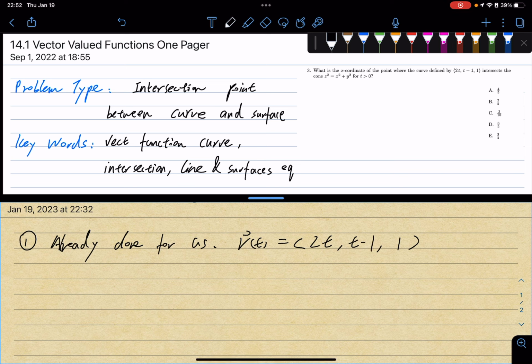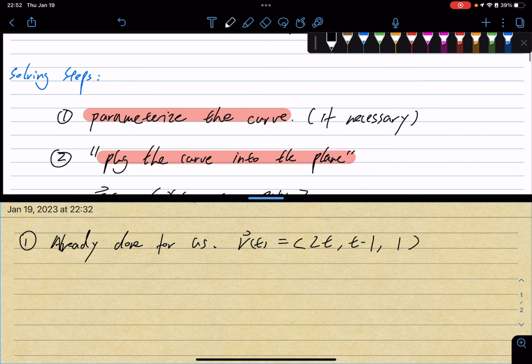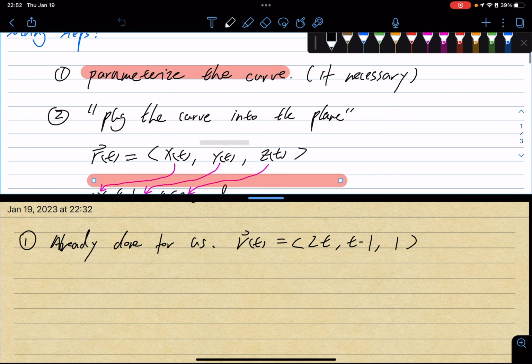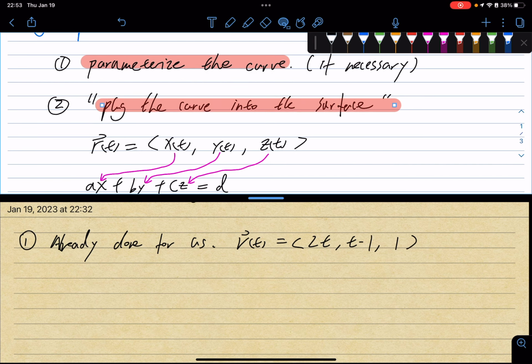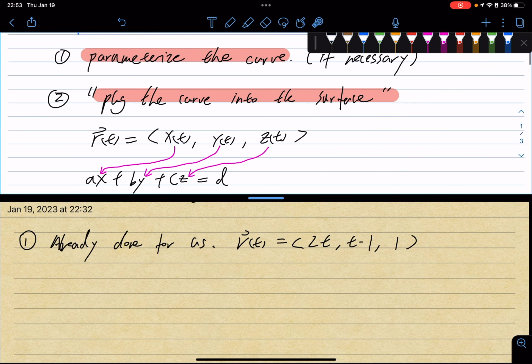Okay, so now we're going to apply that mnemonic device: plug the curve into the, actually, never mind, it's not the plane, it's the surface, as we have discussed before. Plug the curve into the surface. What I mean by that is, we have the equation of the curve, and we also have our equation of the surface.